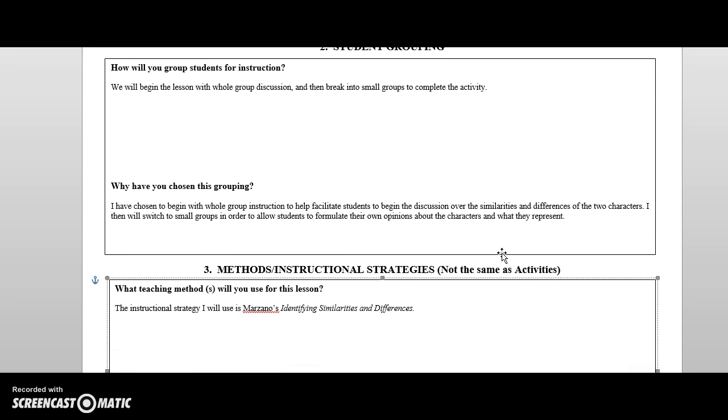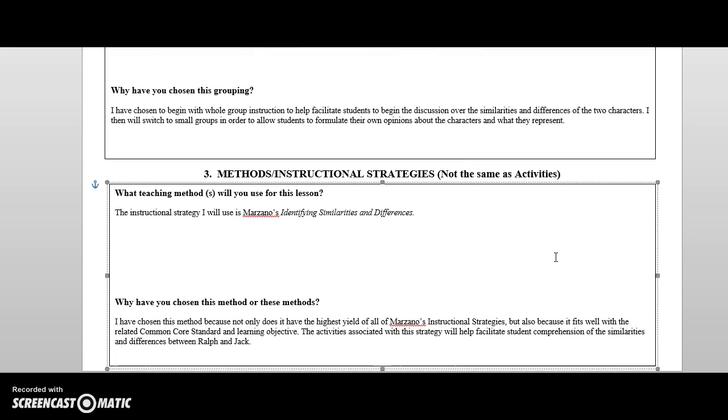Why have you chosen this grouping? I've chosen to begin with whole group instruction to help facilitate students to begin the discussion over the similarities and differences of the two characters. I then will switch to small groups in order to allow students to formulate their own opinions about the characters and what they represent.